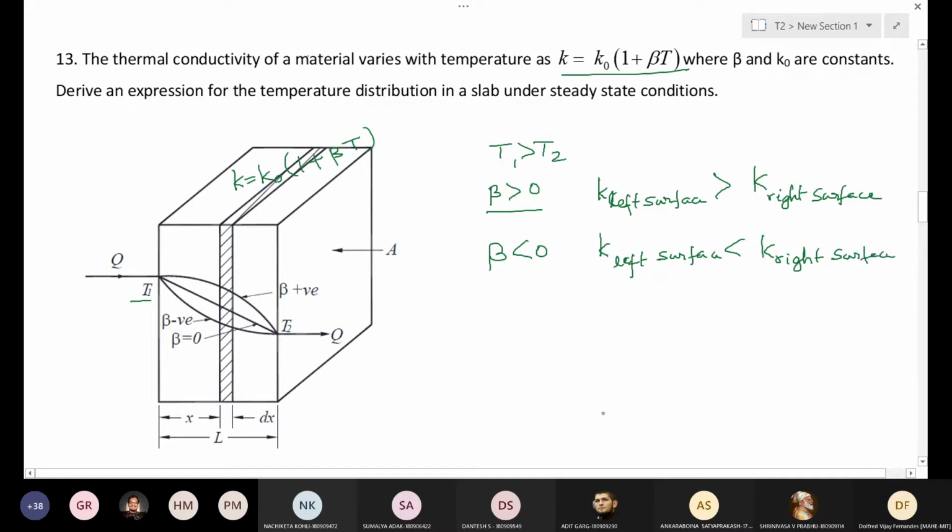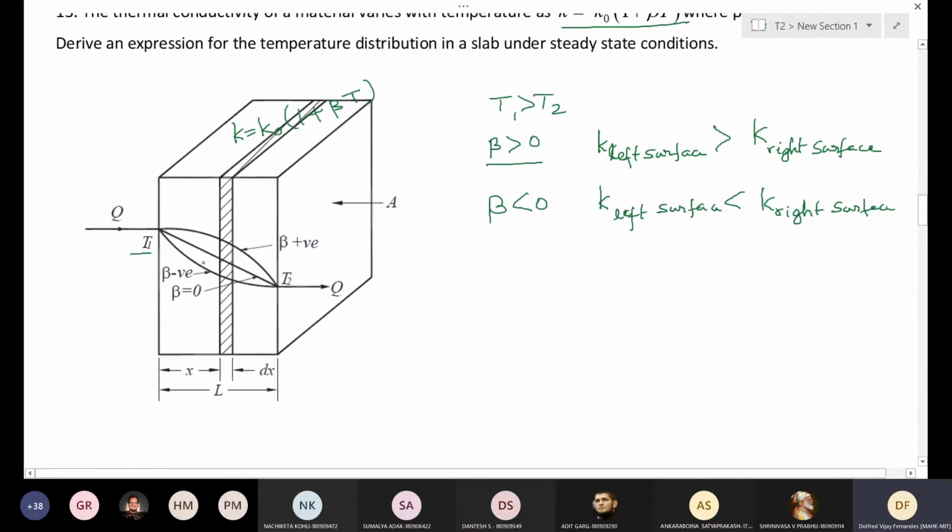Now you can see that there are three curves: for positive beta, beta equal to 0, and beta less than 0. So you have three different trends. When beta is 0, there is no dependence on temperature. So we have K equal to K0. That is what we did for the last 5, 6 classes, where we assumed the thermal conductivity is constant. So we have a straight line variation of temperature. The temperature profile is a straight line for beta equal to 0.